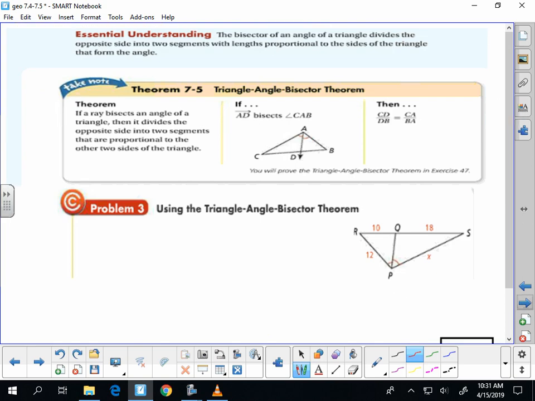Here's the very last theorem, then we're good for work time. This is called the triangle angle bisector theorem. Not a right triangle, but if a ray bisects an angle of a triangle, it divides the opposite side into two segments that are proportional to the other two sides of the triangle.